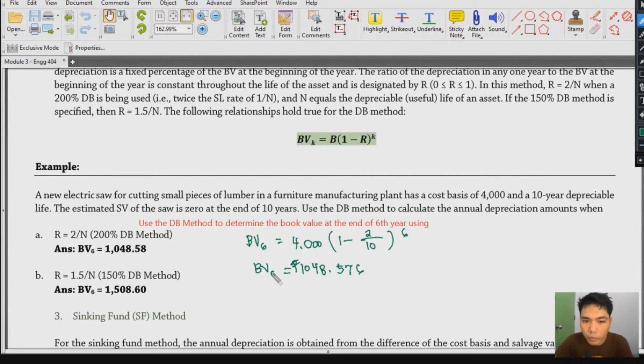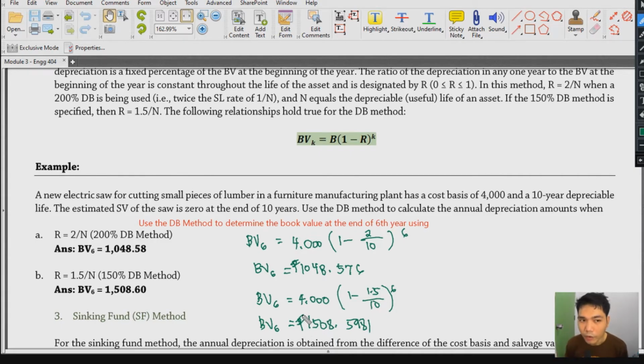Now what if we try to compute for the book value at the end of 6th year, but we will be using the 150% declining balance method? So that's the same concept, 4,000 times 1 minus 1.5 divided by 10, and then raised to 6. So this is the book value at the end of the 6th year. So that's 1508.5981. Okay, so in terms of pesos, kasi hindi naman sinabi.